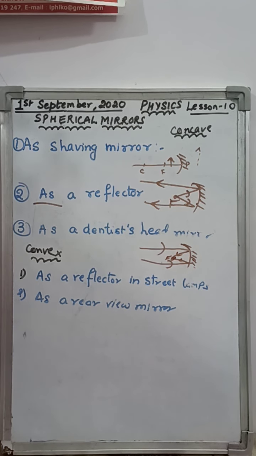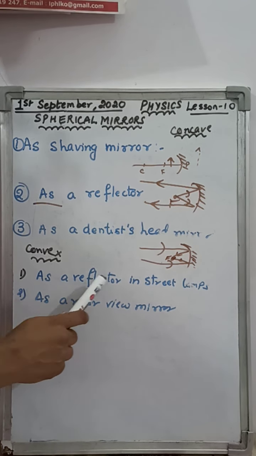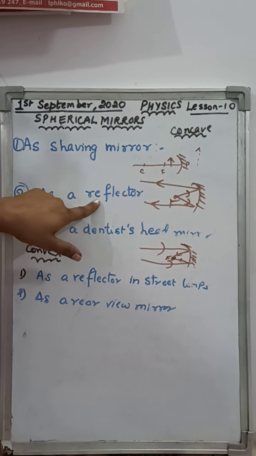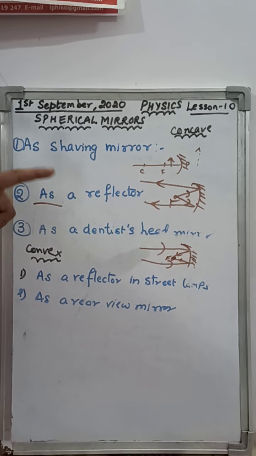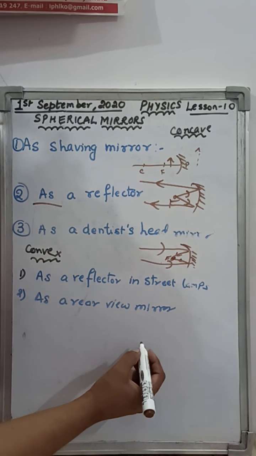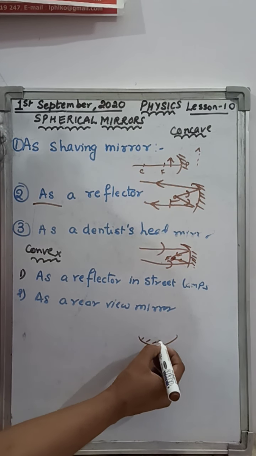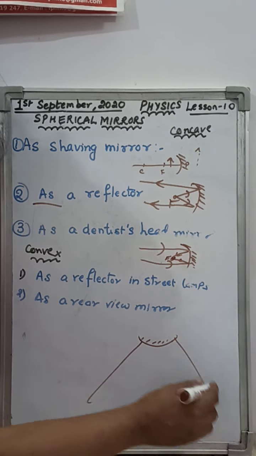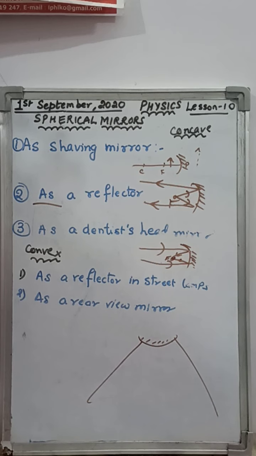Now for convex. Convex mirrors are used as reflectors in street lamps. Here we are using it in searchlights and torches, but there we are using it in street lamps. This is your convex mirror. What happens? They diverge the light and cover a large area. That's why they are used in street lamps.